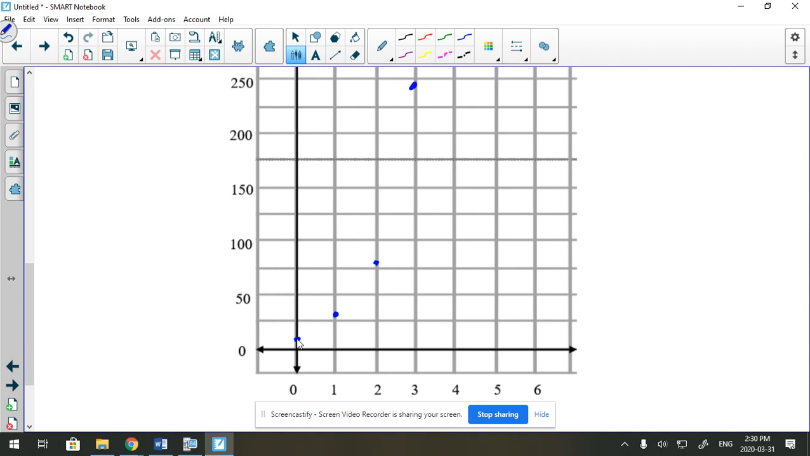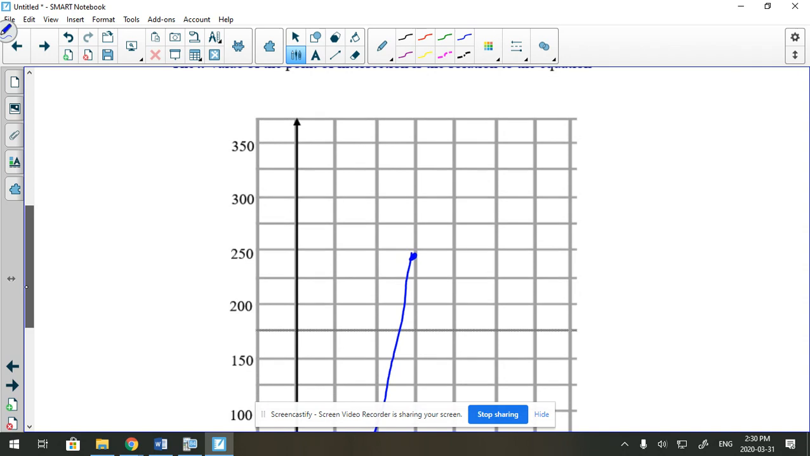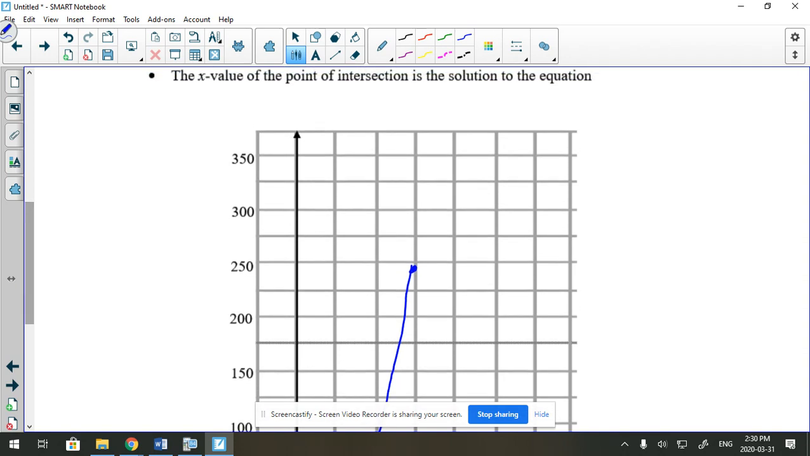Just go to 50, and 4 goes off. So I have a general idea of what my curve looks like. So now I can start to connect the dots here. And it should look a little straighter than that, but you know how I draw on here. So that's going to be my first equation, y equals 3 to the x plus 2.